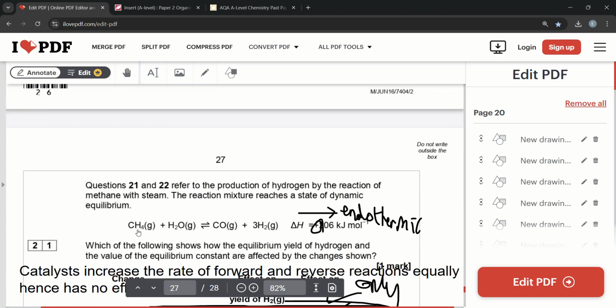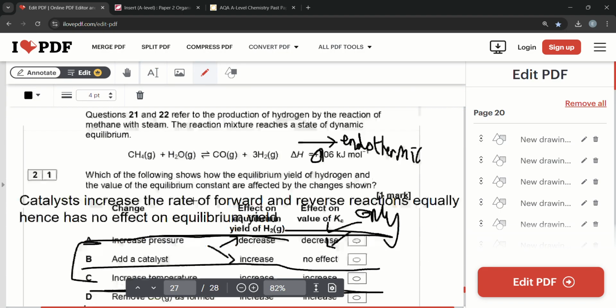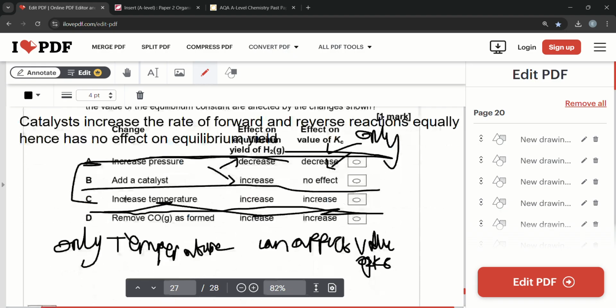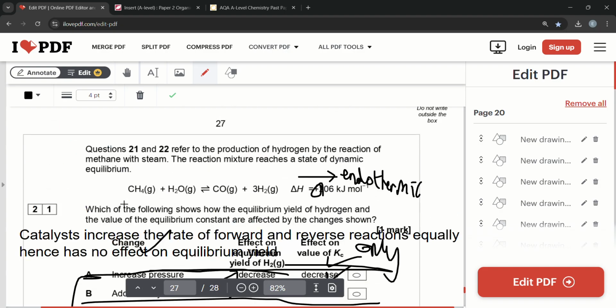And I didn't have to look at the reaction and do trial and error, just by memorizing two facts. Catalysts have no effect on equilibrium yield, and only temperature can affect the value of Kc. And you should know those as well.